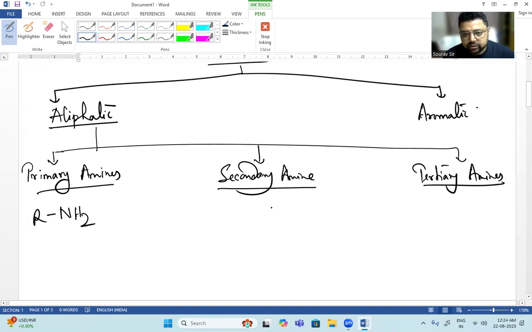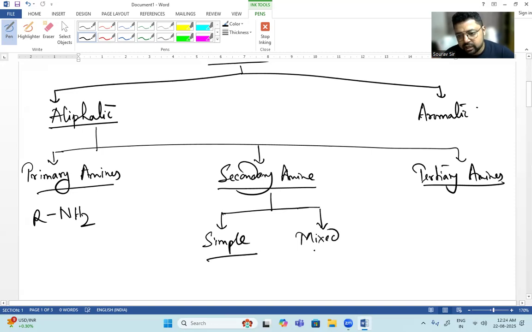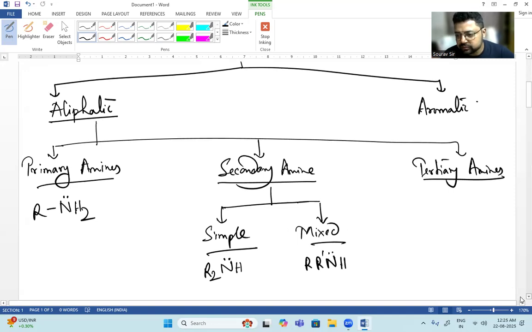In secondary amine, you can have 2 types, that is a simple and a mixed type. A simple secondary amine is where the 2 R groups, 2 alkyl groups, are the same, with only 1 hydrogen. And mixed is where the 2 R groups are different, R dash NH. Okay, 2 R groups are different.